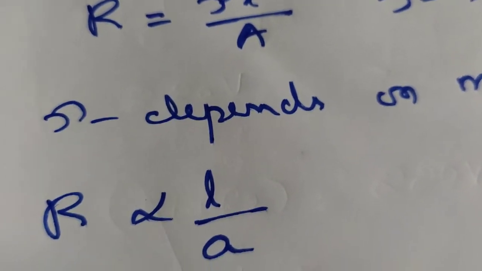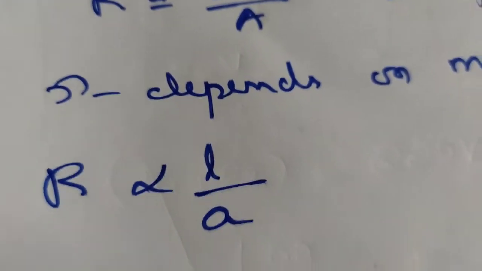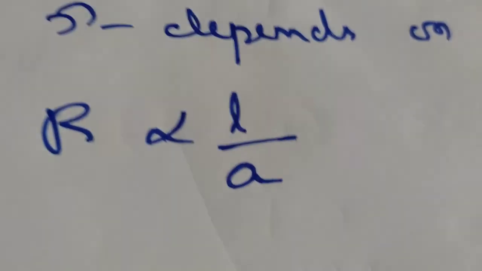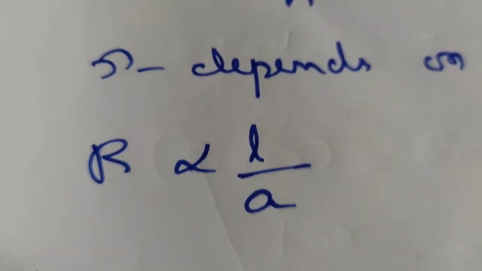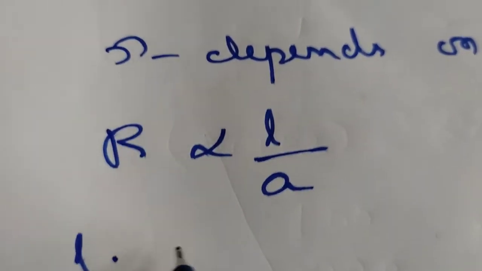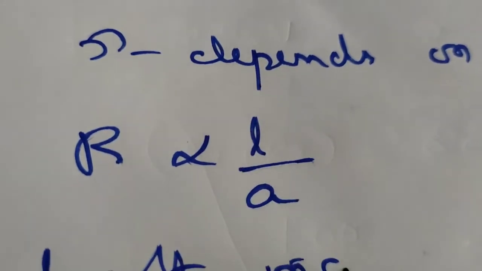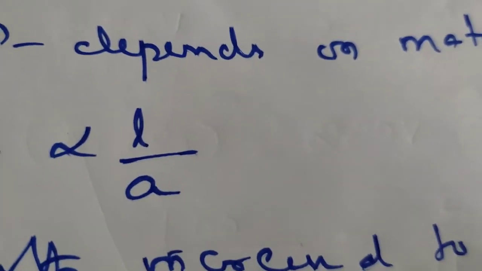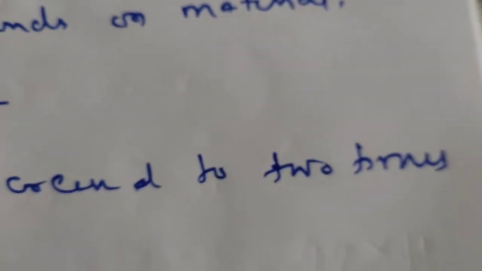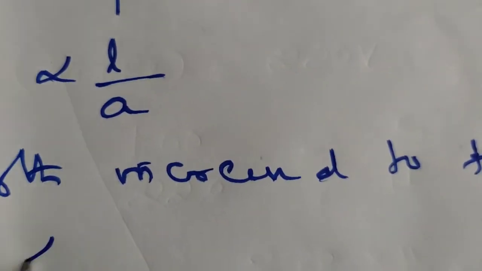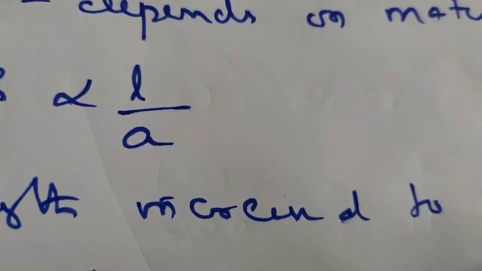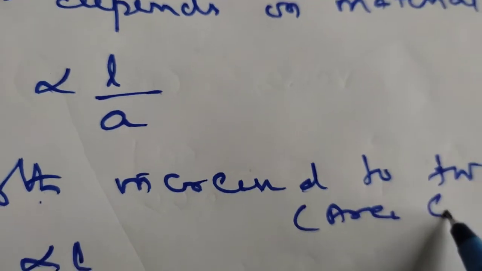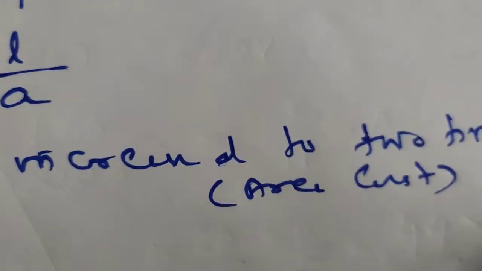So suppose we increase the length 2 times. First, the length is increased 2 times. Then what happens? So R will be proportional to L. Area is constant. In this case, only the length is increased, the area is constant.